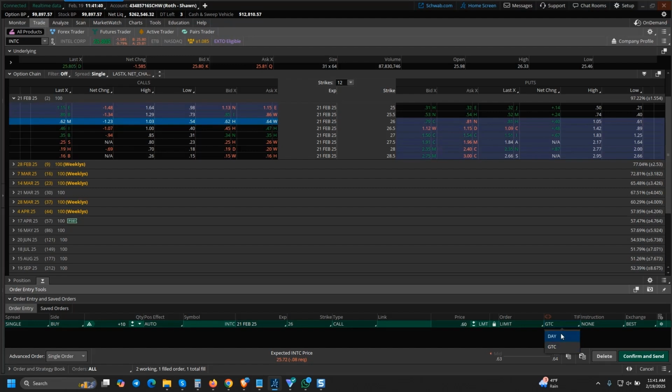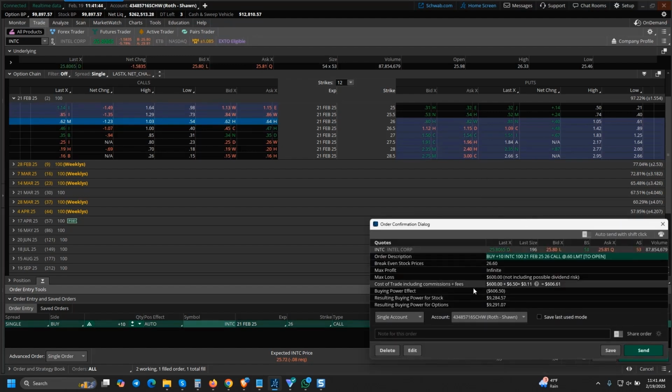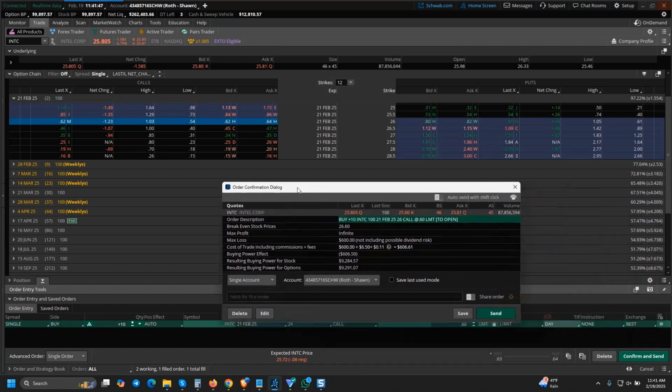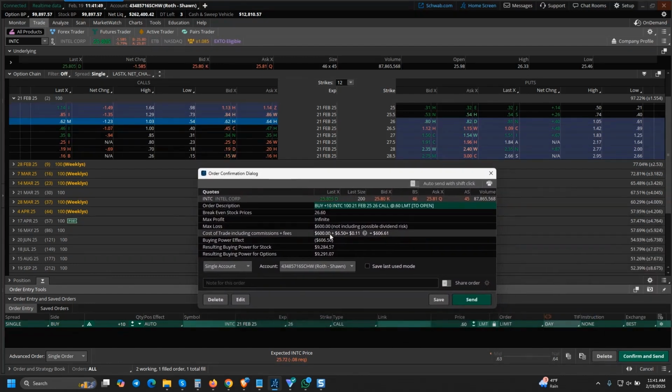But right now we're going to make this good for the day. We're looking for the fast move. I'm going to click on confirm and send. That's going to get me this order confirmation window. And that shows, first of all, see the highlighted green, that I'm going to buy 10 Intel calls. They represent 100 shares each for February 21st expiration, 2025, $26 strike price. It's a call, and I'm looking for 60 cents as the limit. That's the max that I will pay for this. And I'm going to open my position by making this purchase.